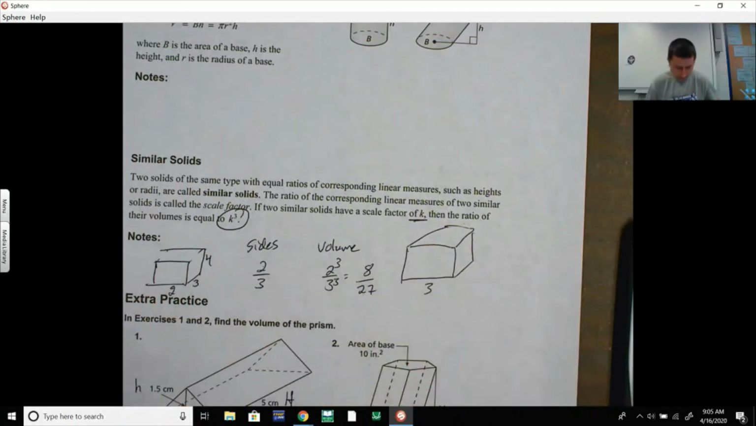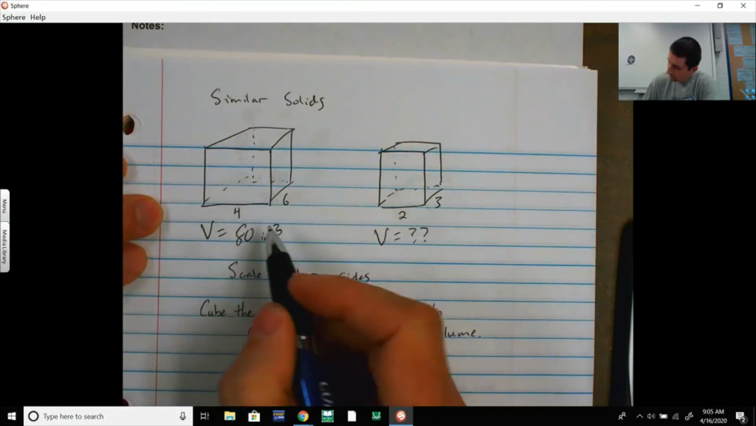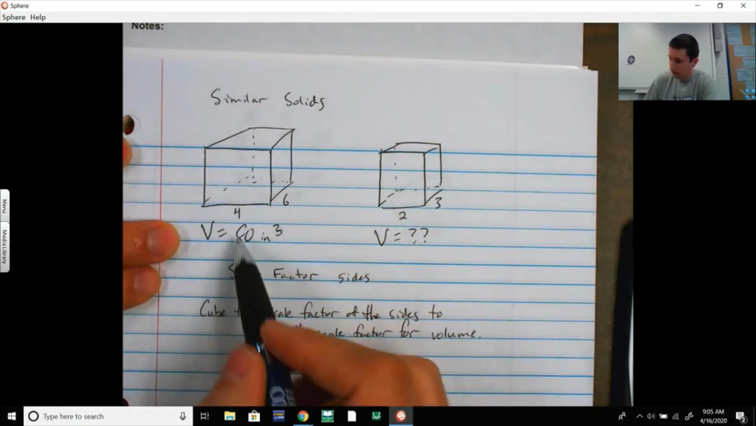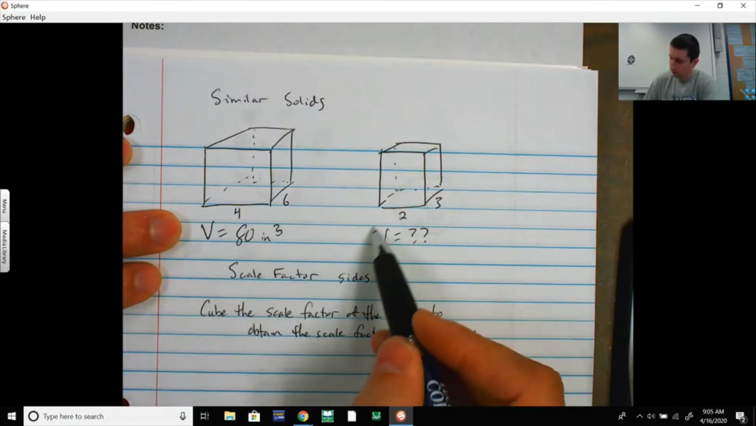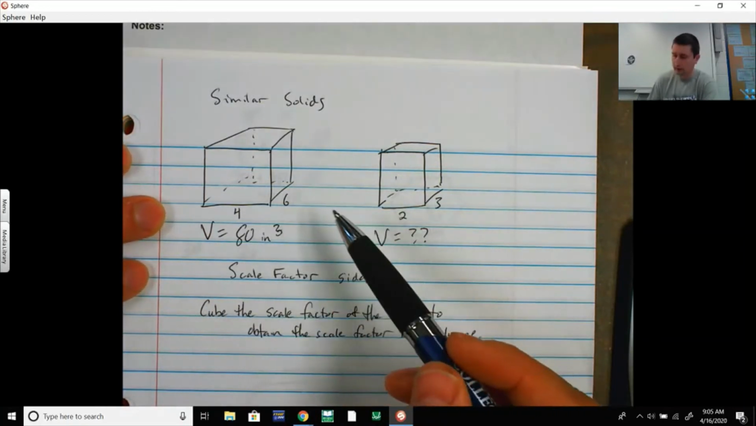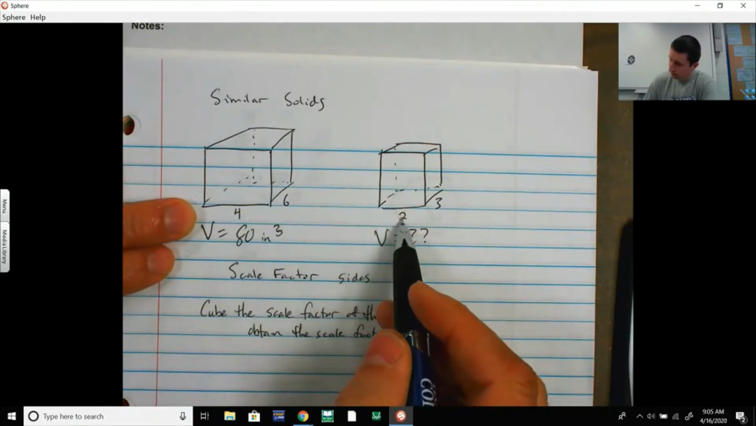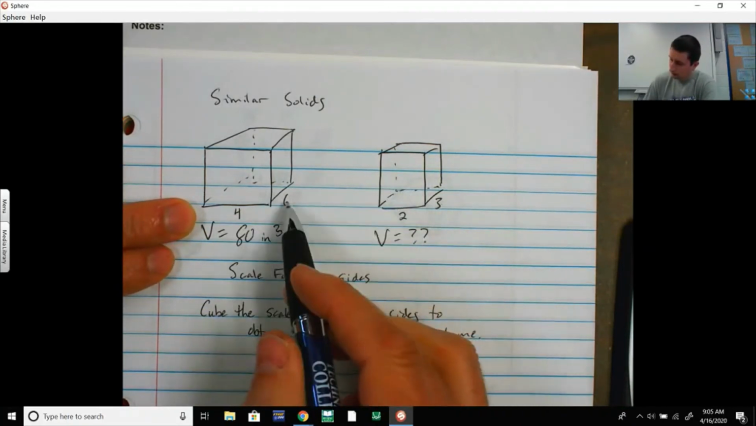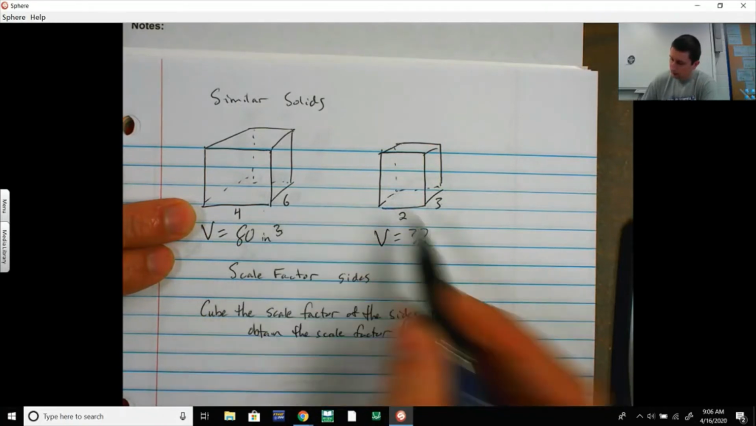Okay, I had some other examples. Let's look at those. So here, yeah, this is what I was trying to get to. So here's my similar solids. And they're saying, okay, this volume is 80 cubic inches. And you notice they want the volume for this without actually figuring out what the height is. Now with the cube, it's kind of easier to do that, but here we have 4 to 2. You see how this is half the size of this, okay? So the scale factor here is 1/2.